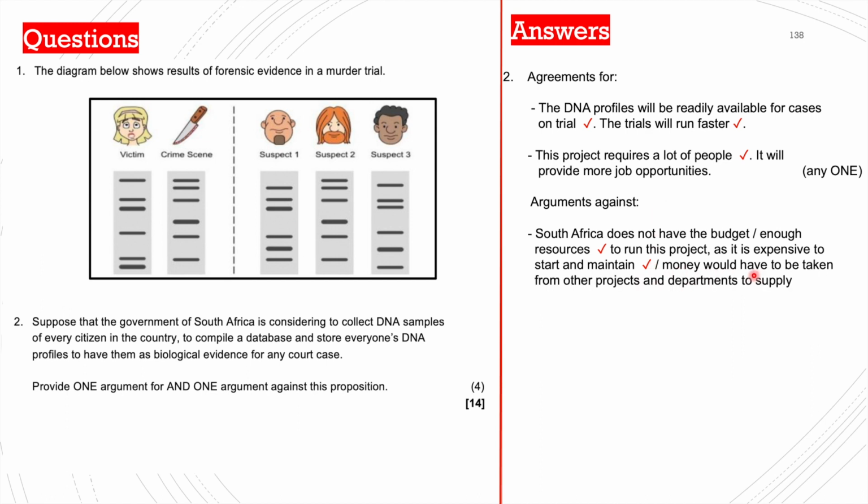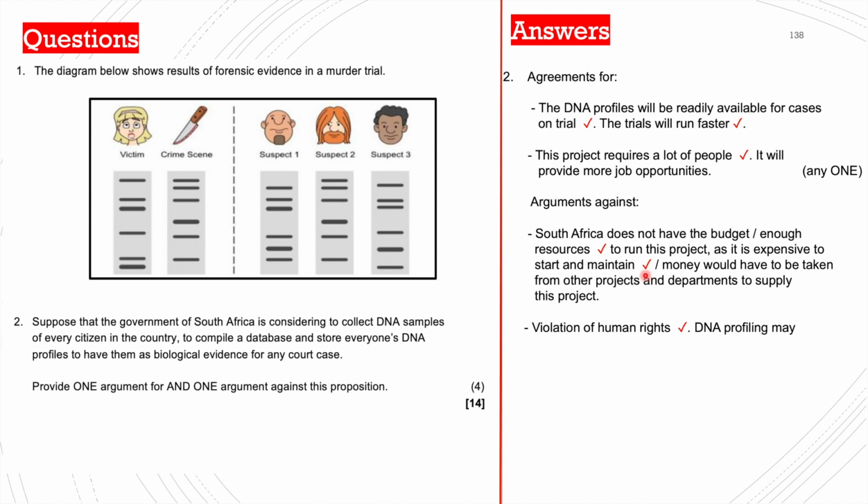Okay? Money would have to be taken from other people and departments to supply for this project. Okay, so since South Africa does not have the money to start and maintain this project, it means that there is going to be restructuring of the budget, and then money would be taken maybe from the Department of Education or from the Department of Health or from any other department, and then will be invested into this project. And that would seem unfair in certain ways.